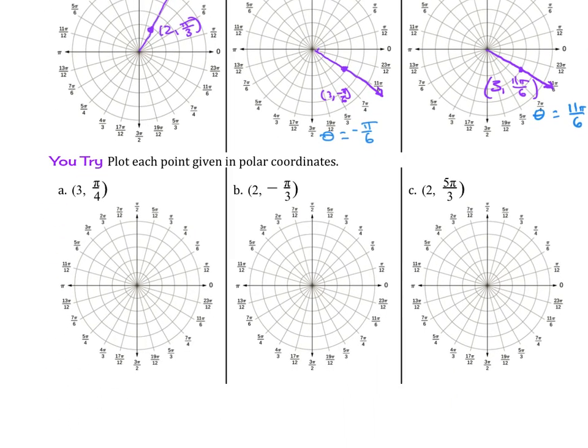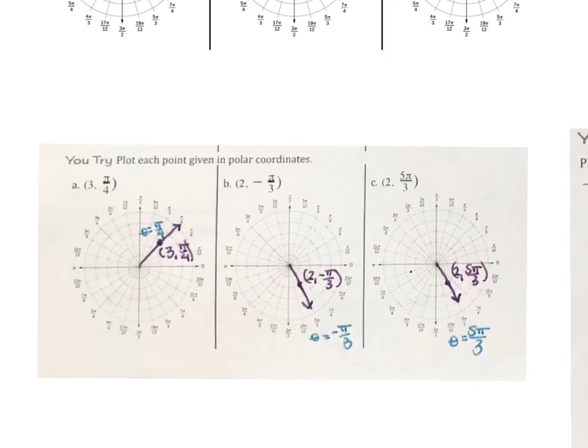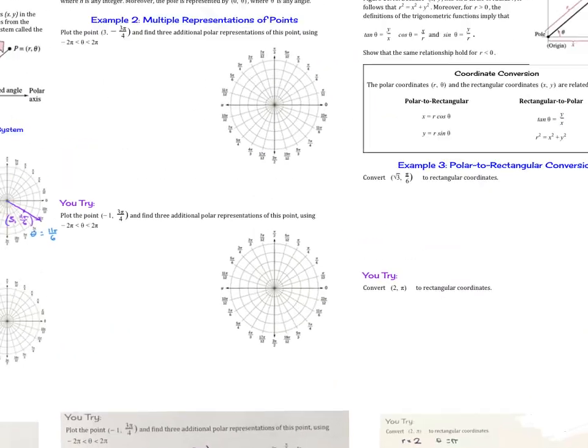So try these out. Plot each point given the polar coordinates. So if we tried this out, you would have gotten these points here. Notice B and C again are the same exact point, which goes into our next section.